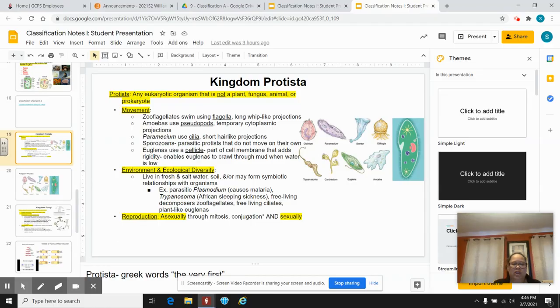So read the definition here. It's any eukaryotic organism, heterotrophic, it has a nucleus, but it's not a plant, not a fungus, not an animal, and obviously not a prokaryote. They're just these weird things that have characteristics of more than one category, and we haven't quite fit them in where they belong. But as we look at the DNA, they're going to find their home for sure.